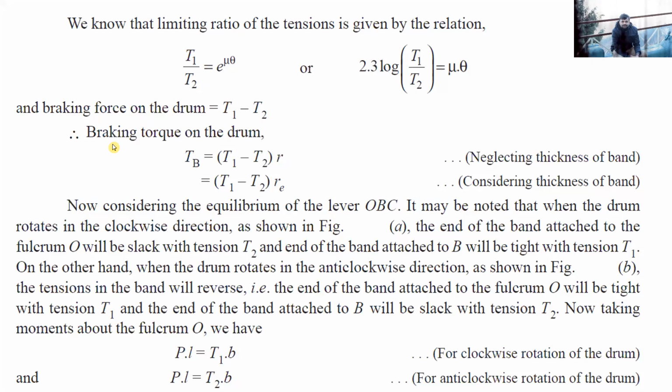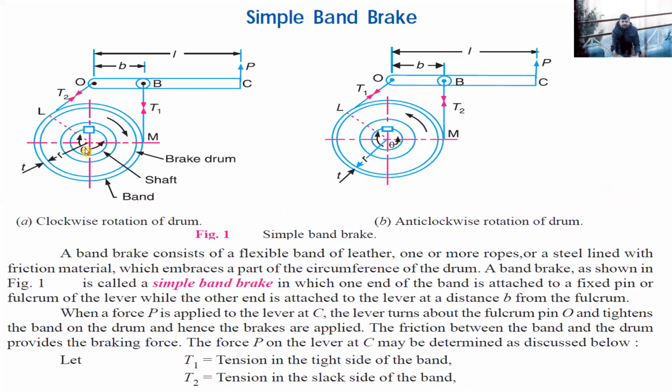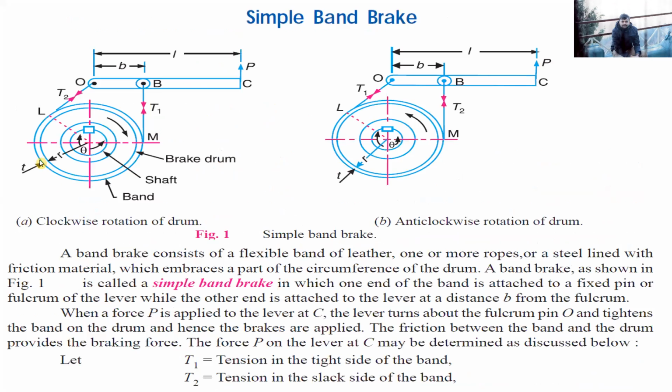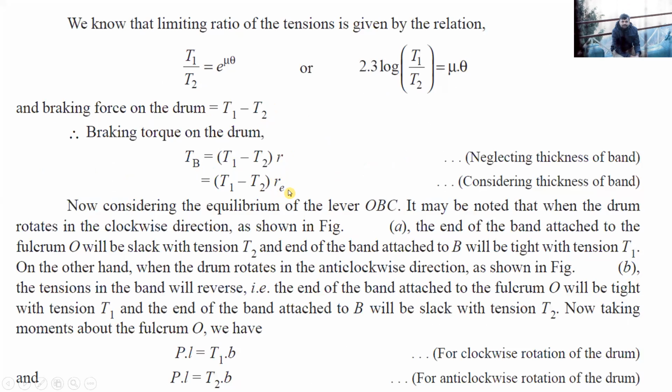Okay. Therefore, the braking torque will be torque. What is torque? It is force multiplied by distance. So the total force is T1 minus T2. Okay. And when it is multiplied by radius, it will give us the torque. Okay. And if the thickness T is also considered, then we will take this radius as Re. All right.